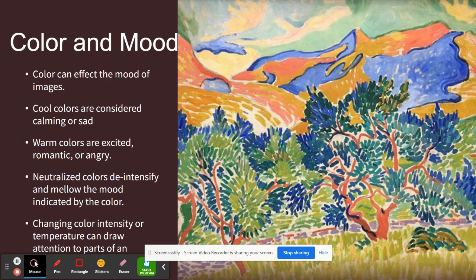All right, so conclusion, color and mood. Color can affect the mood of images. Cool colors are considered calming or sad. Warm colors are excited, romantic, or even angry. Neutralized colors de-intensify and mellow the mood, that is the general mood meaning of the color. Changing color intensity or temperature can draw attention to parts of an artwork.